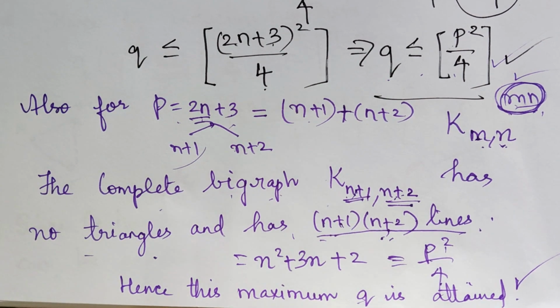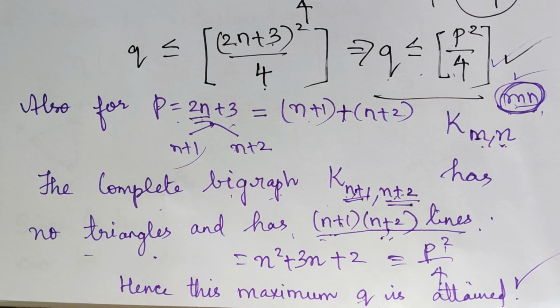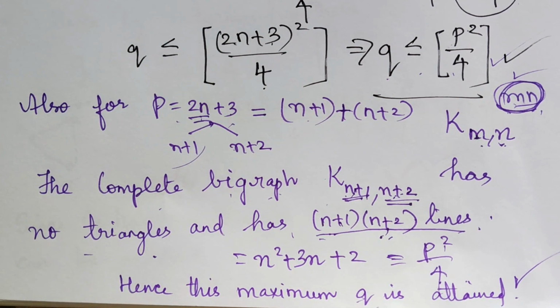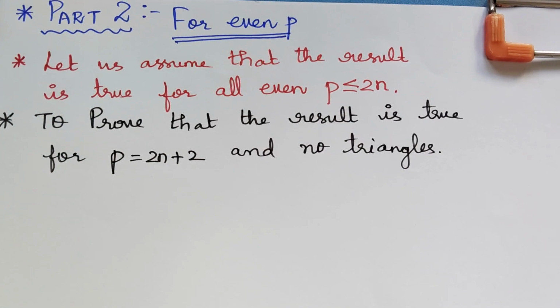Now remember, we have completed only the proof for an odd number of vertices, when p is odd. In the same way, we have to prove it for when p is even. So I will show you that. So now part 2 is for even p.